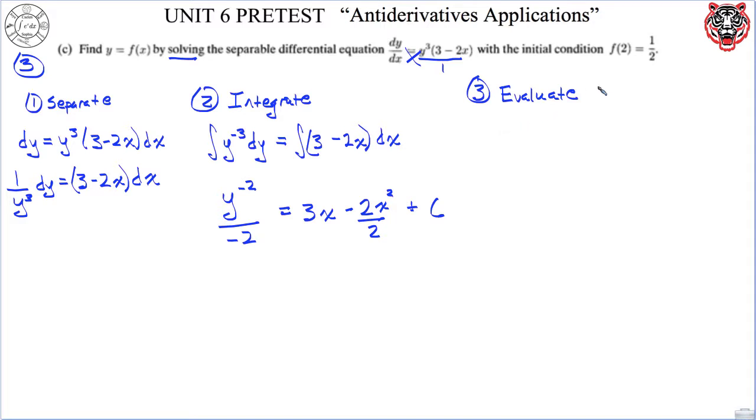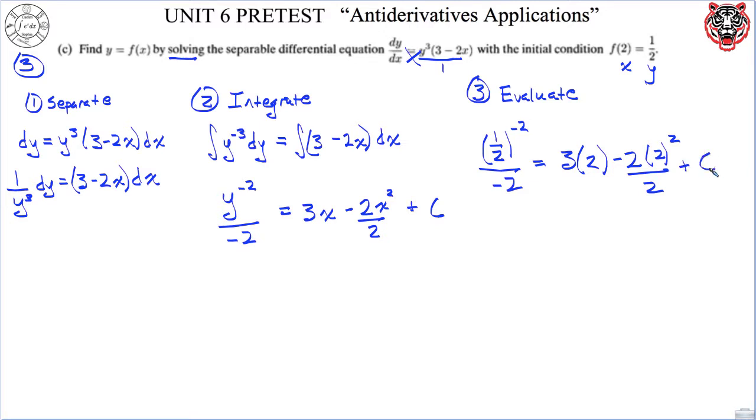And all I need to do now is plug in our x, plug in our y, and we get that point. So when I do that, I'm not even going to change anything. I could make this 1 over negative 2y squared, but I'm just going to leave this as 1/2, all of this to the negative 2, divided by negative 2, is equal to 3 times 2, minus 2 times 2 squared, all of that divided by 2. I guess I could have canceled out those 2s. That's a safe move, plus c. And how do we score this thing?